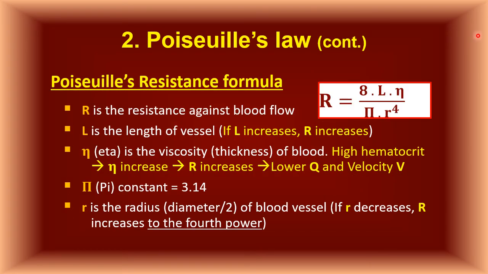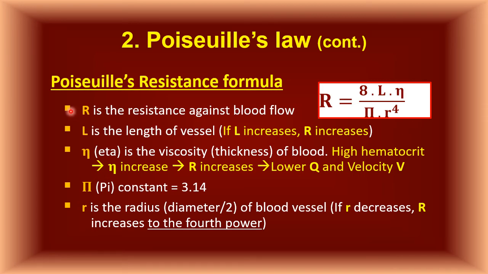So applying the work of Poiseuille on resistance to hemodynamics, we have this formula, and what does it say? Resistance equals 8 multiplied by the length of the vessel, multiplied by the viscosity of the blood, divided by pi, which is 3.14, multiplied by r, the radius, raised to the fourth power. This formula is one of the results of the work of Mr. Poiseuille. And we apply this in hemodynamics.